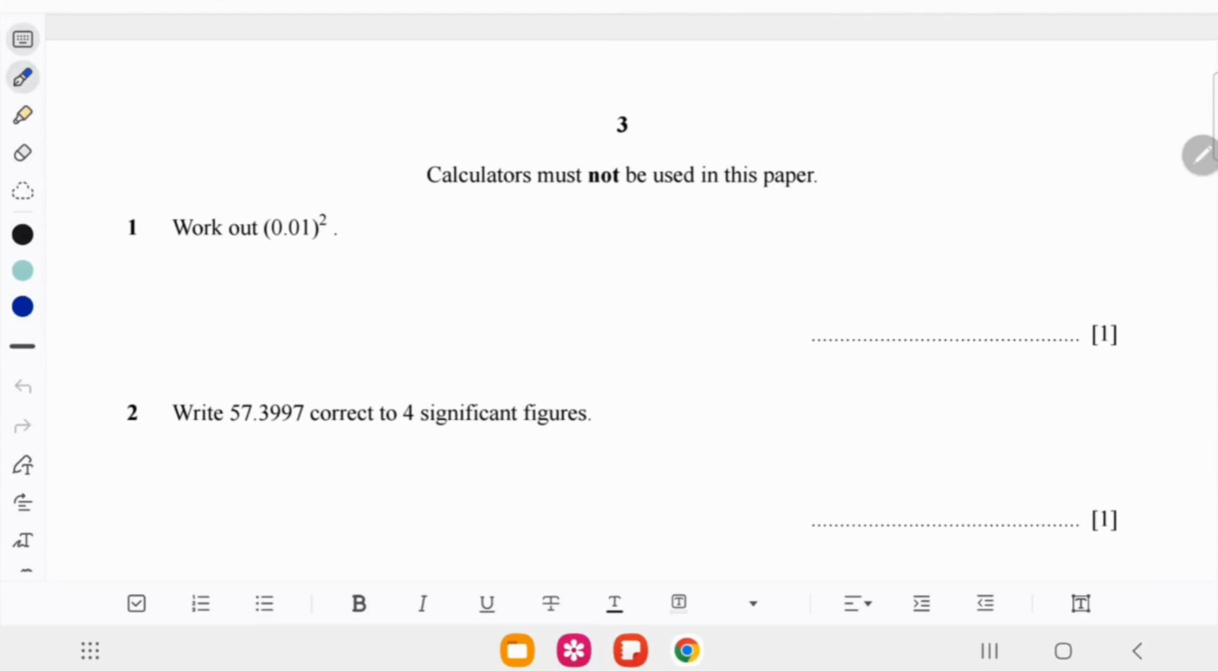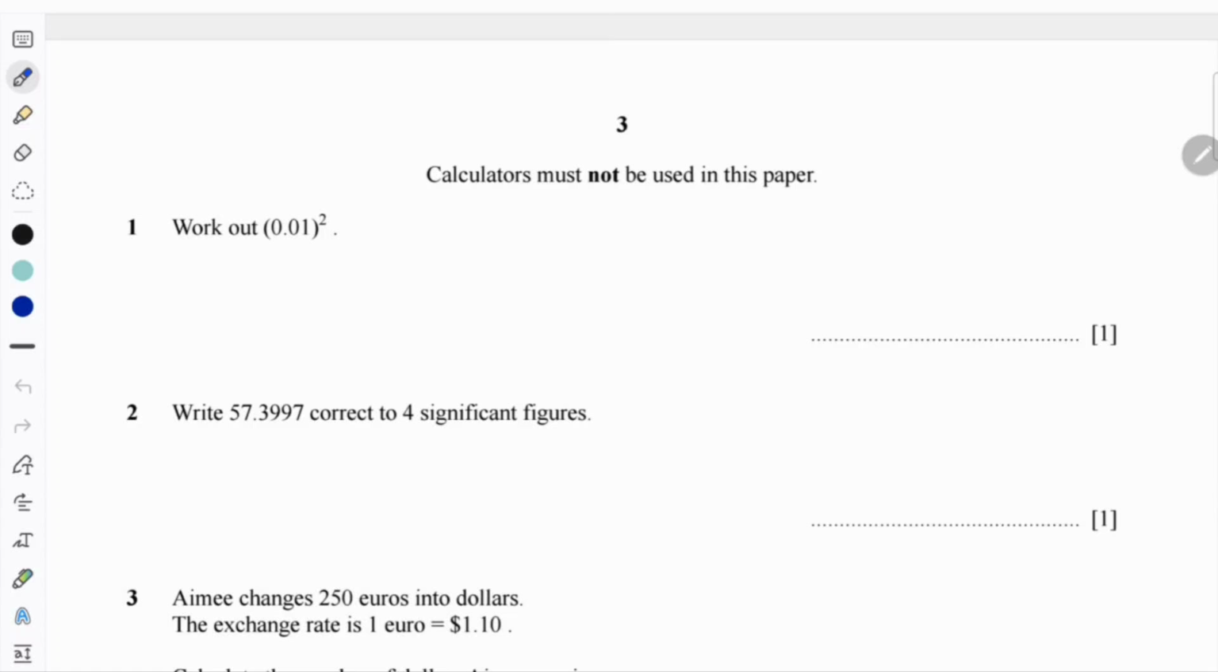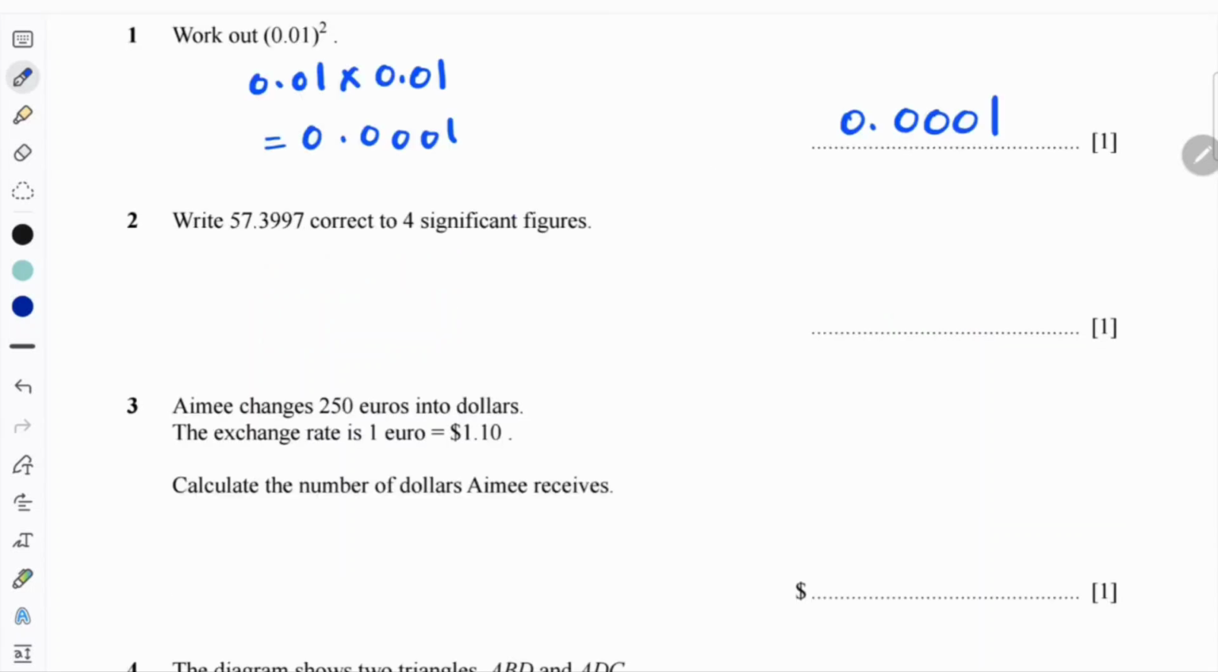Question number 1 is work out 0.01 squared, which means 0.01 times 0.01, that is equal to 1. We are counting how many decimal places. There are 4 altogether. So 1, 2, 3. The answer is 0.0001.